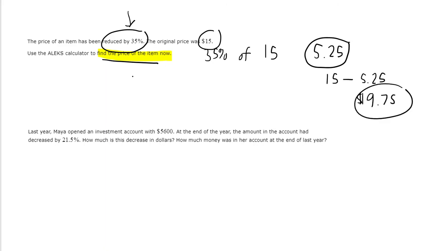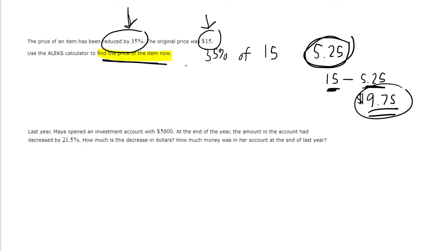Okay, that is the price of the item now. So the price started out at $15, and then if it was reduced by 35%, 35% was our $5.25. So if our original price is reduced by 35%, that's how we get our $9.75. Okay, so that's one way you could do it.